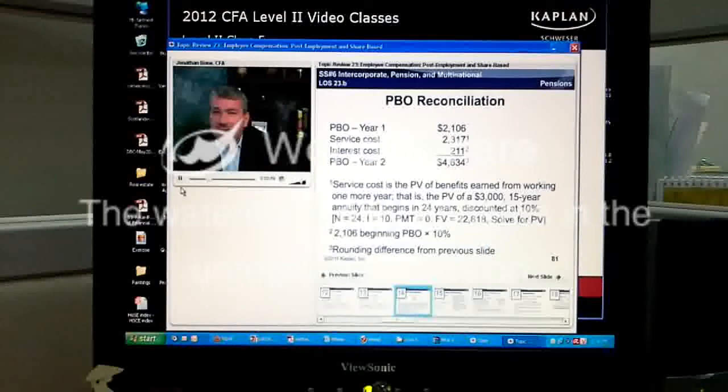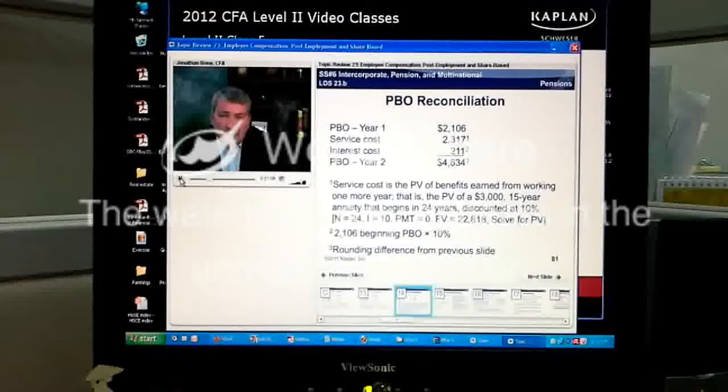Okay, so let's work out this service cost. Where did this figure of 2,317 come from? Remember what service cost is. It's the present value of benefits earned because Kevin has worked for 1 extra year. Well, what is he entitled to because he's worked for 1 extra year? He's entitled to another 12th of his salary, an extra $3,000 per annum for 15 years. So let's take that extra that he's earned for working 1 extra year, $3,000, and essentially what we've got to do is compute the annuity and then discount it back for 24 years.